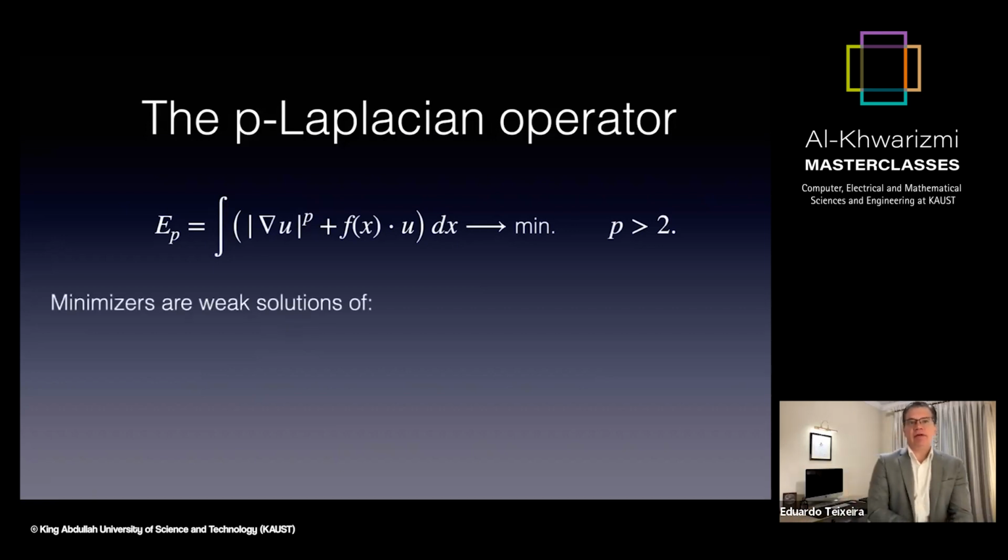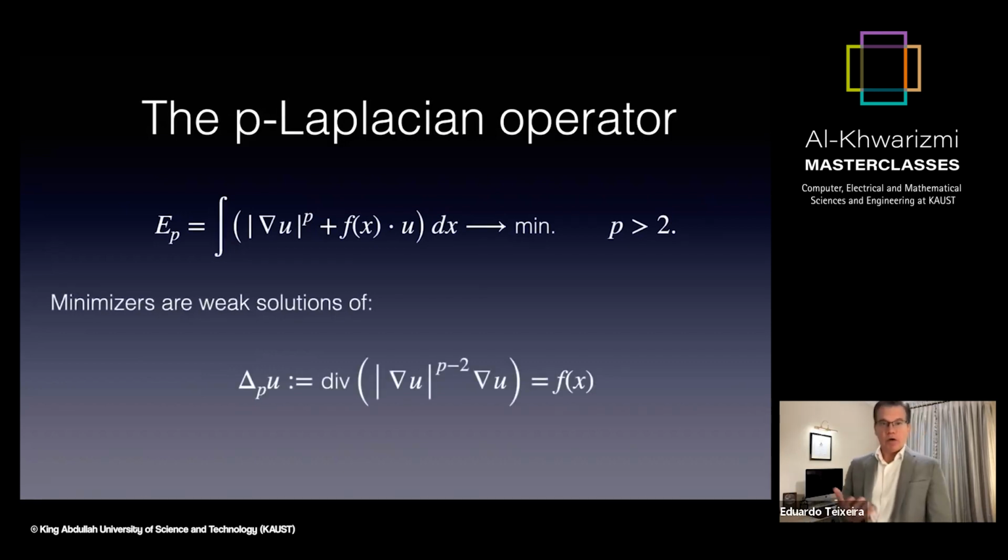And it's a very easy exercise to see that minimizers exist by convexity, and minimizers of the energy functional satisfy what is called the P-Laplacian equation: divergence of the gradient of u to the power p minus 2 times the gradient of u equals f of x. And again, if you don't like f of x, think of this to be 0.